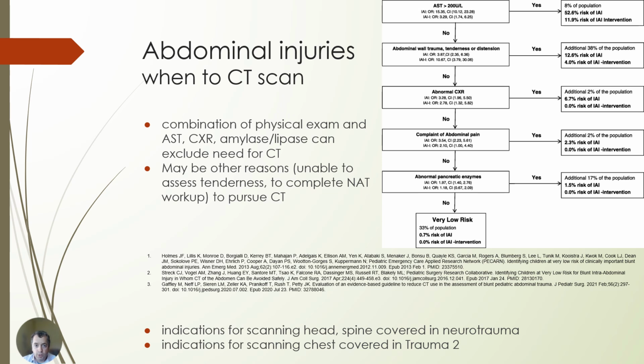Some of these will be institutionally variable. For example, in this study, an AST greater than 200 would predict the need, and would be followed with a CT scan. However, some are using a higher level, 400. That will just depend on which institution you're practicing at and which of the most recent guidelines they have chosen to incorporate.